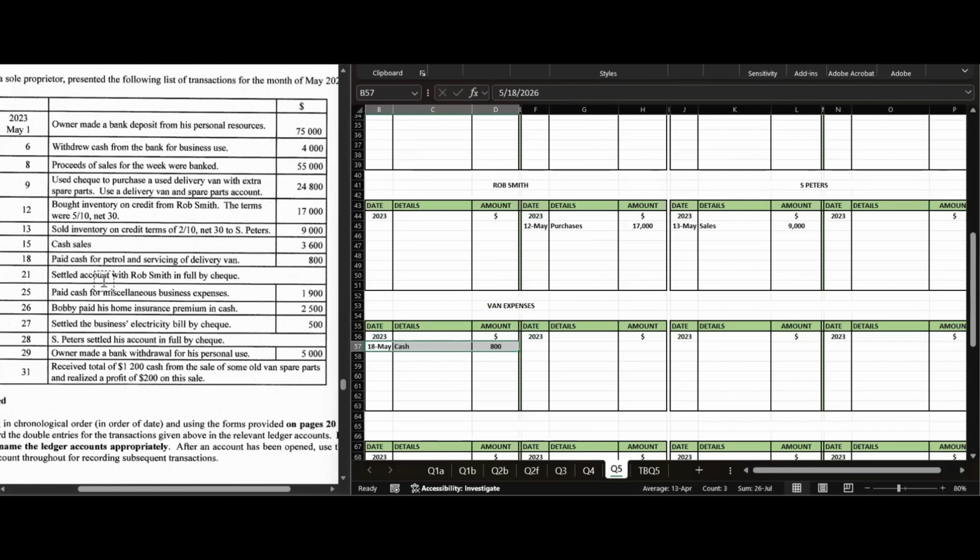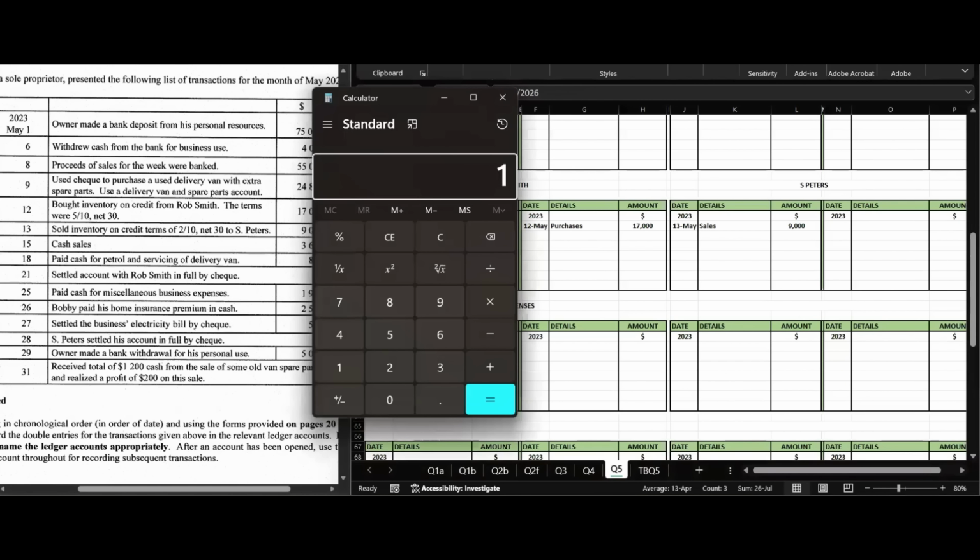Moving on, settle the account to Rob Smith in full by check on the 21st. Now remember guys, we're owing Rob Smith $17,000. We will be getting a 5% discount if we pay within 10 days, and we did pay within 10 days. Alright guys, let's see how much money we are actually paying Rob Smith. 10% discount of $17,000 will be, let's see what discount we are getting from Rob Smith. We're getting $1,700 off.